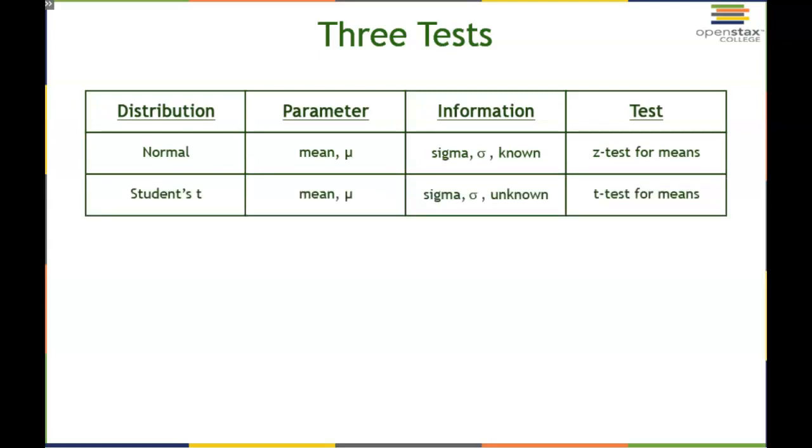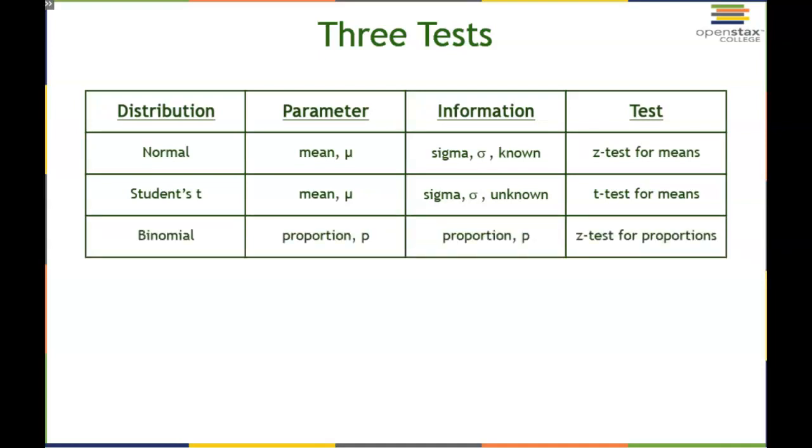If you are given a student's t distribution, which is approximately normal, your parameter is still the mean for the population mu, but you are not given sigma, the population standard deviation, then you will do a t-test for the means. If your distribution is binomial and your parameter is proportion and the information you're given is a proportion, then you will do a z-test for proportion.